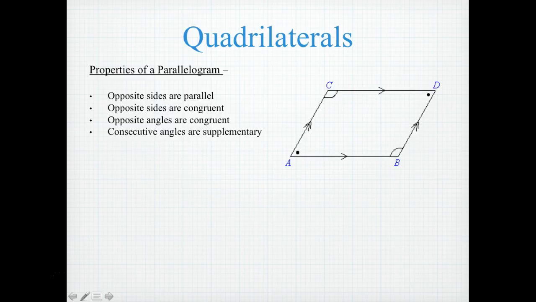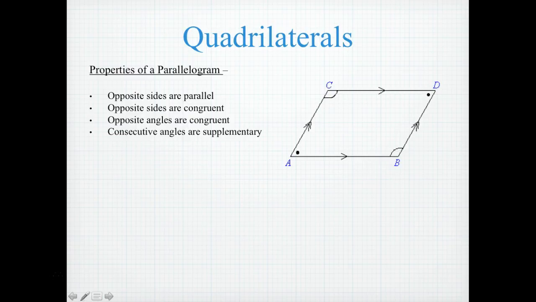Next, we have a parallelogram. So in a parallelogram, you'll have 2 pairs of parallel sides. So the opposite sides of a parallelogram are parallel. In addition to that, the opposite sides of a parallelogram are congruent, as are the opposite angles. And next, in a parallelogram, the consecutive angles are going to be supplementary.